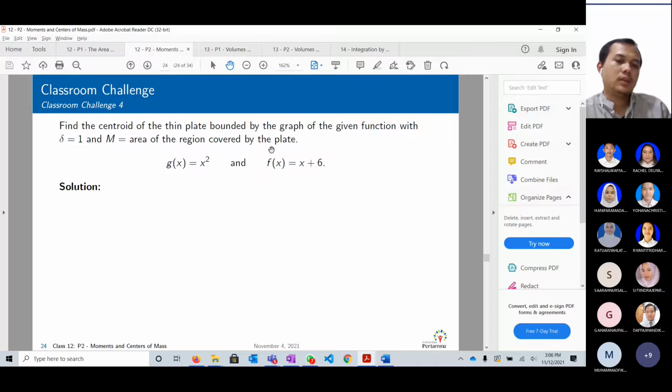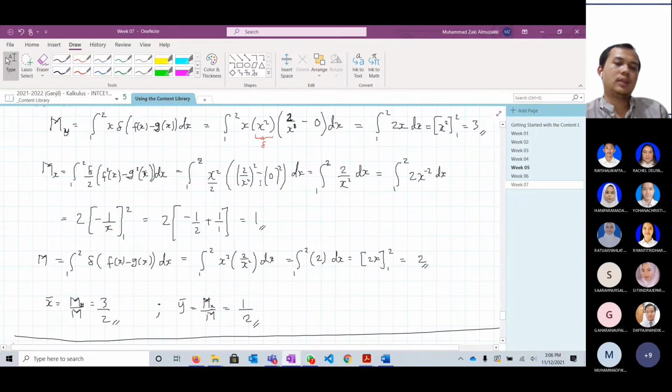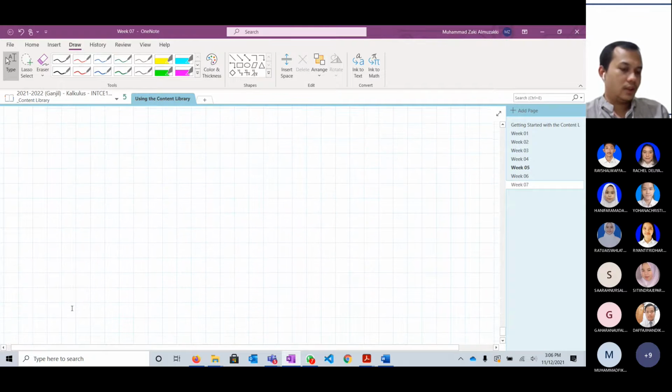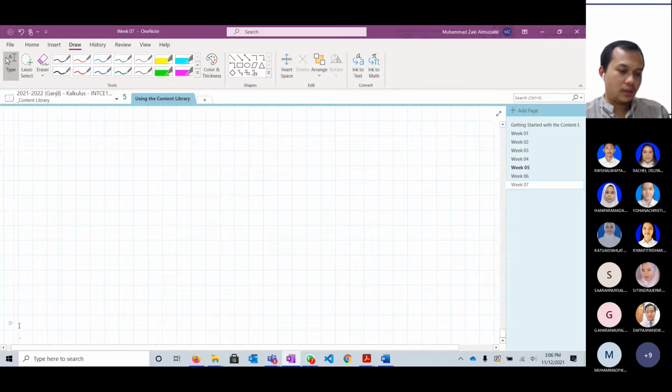This one you can try to do at home. The idea is just to compute the moment about the y-axis and then the moment about the x-axis and then the mass. Finally, compute the centroid coordinates. Those are the steps that you need to take.